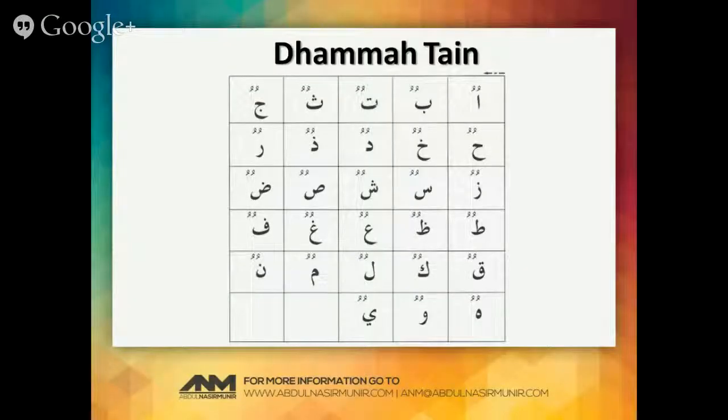So these are the three slides with the alphabets from alif to ya with all the tanween: fathatain, kasratain and dhammatain. All together is called tanween. Inshallah, make sure you practice these and implement them.